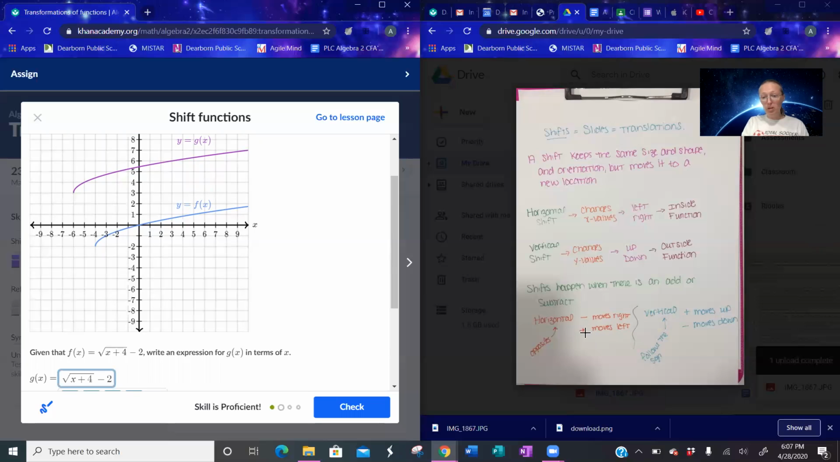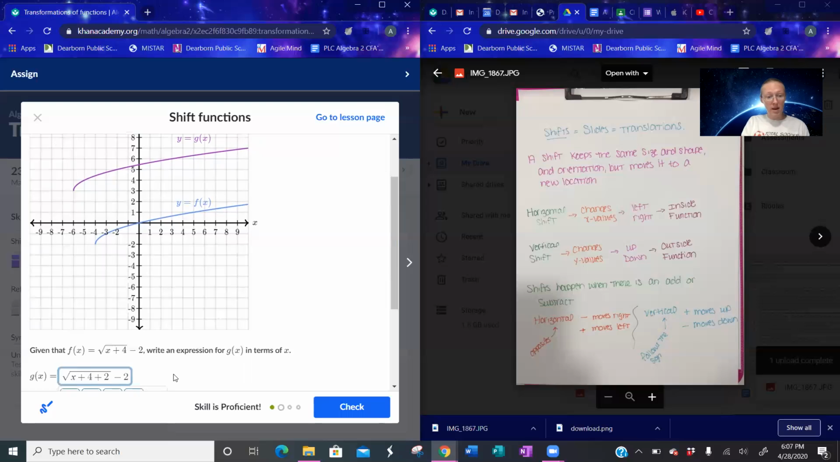Okay, so it's going to be a plus, and it's going to be inside. So I'm going to go inside the function that's right here, and I'm going to put a +2. I'm not done with that yet. We'll come back to it. Okay, so now we were right here. Now let's see what we have to do.